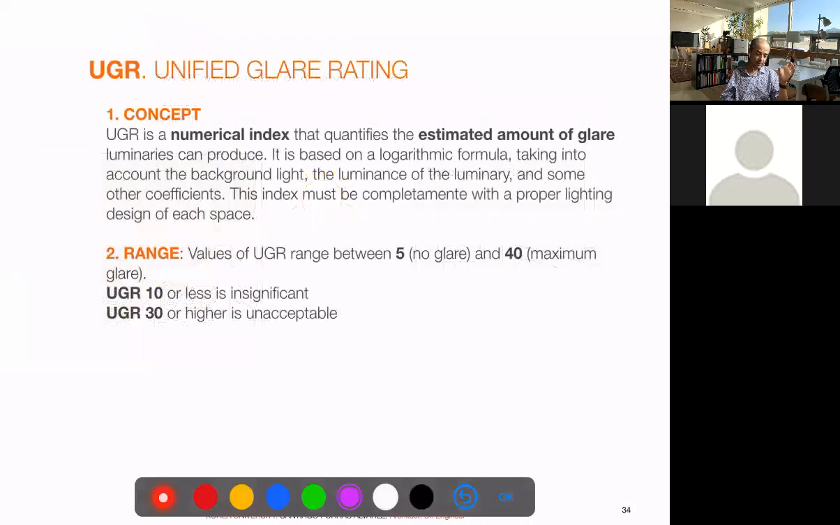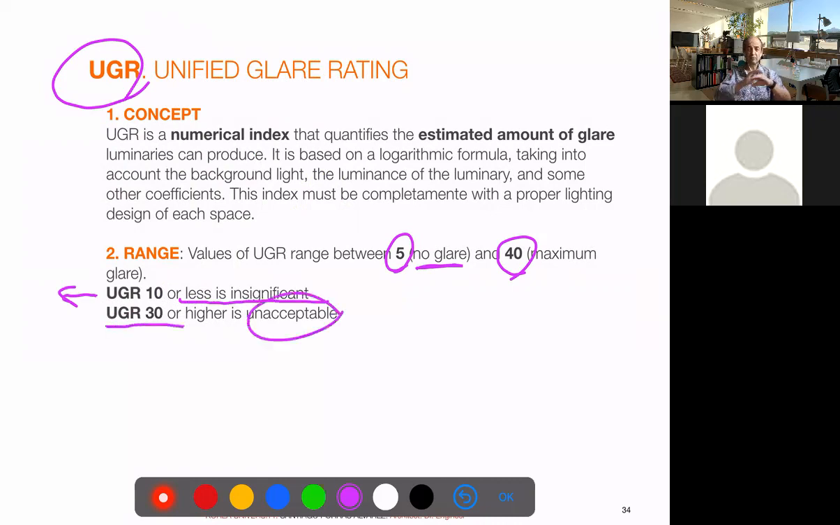So that is measured with what we call the unified glare rating. And usually, to have an understanding, 5 or less is no glare. That's very good quality. And 40 is really, really uncomfortable, something we cannot bear. This is maximum glare. So usually under 10, we say it is acceptable. We don't feel discomfort, but over 30 is unacceptable. We will try to avoid it, because we'll always feel the light in our eyes and it will be tiring and very unpleasant. And the luminaire makers have to give you this index. So you will choose depending on the uses.